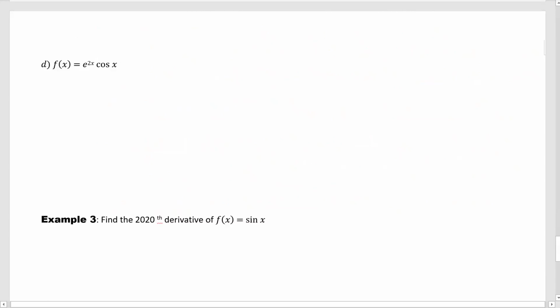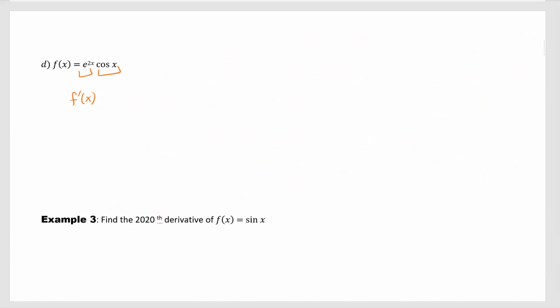Alright, let's continue. Well, this guy, the format is products, right? So for products, we can use product rule. That is the first guy prime times second guy plus the first guy times second guy prime. Well, the derivative of e to the 2x is 2e to the 2x. Cosine x stays here. e to the 2x stays here. The derivative of cosine is minus sine x. And that's it for this problem.